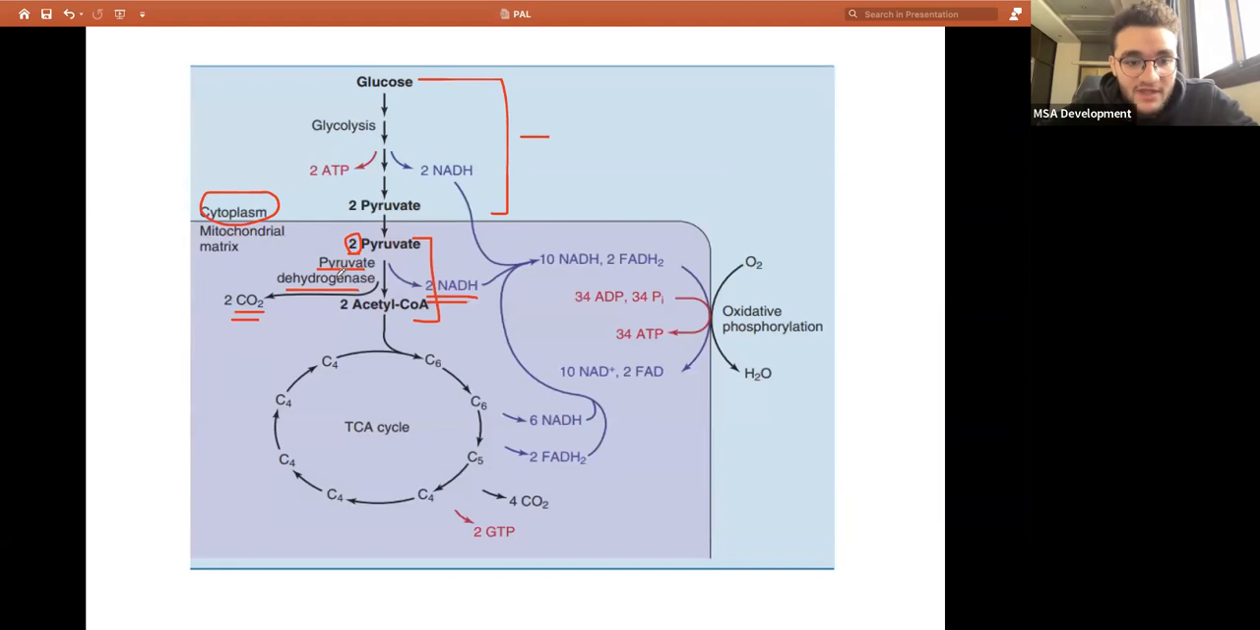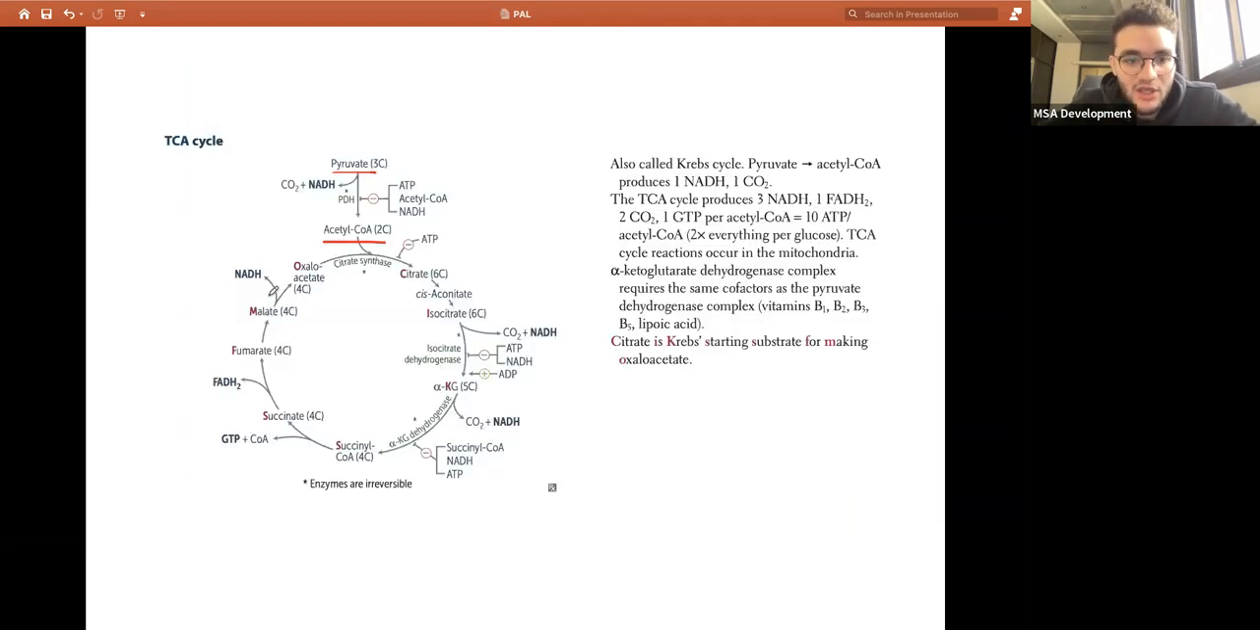From the enzyme, we know what it does. We know it releases NADH, and we also know it releases CO2 because it's a decarboxylation reaction. So 3 carbons becomes 2 carbons because of the CO2 which is released, and it produces NADH because it's a dehydrogenase, and as a result, it forms acetyl-CoA.